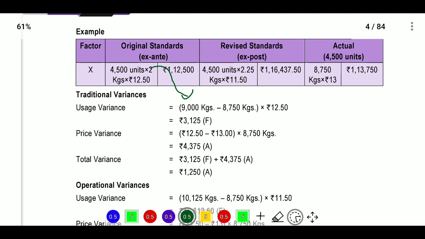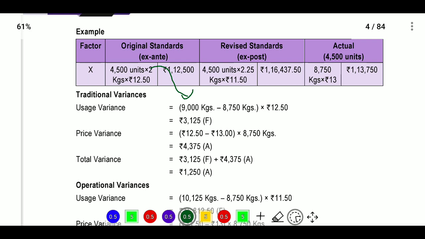That is 1,12,500. Next, the revised standard. What was revised? They revised that the cost may increase, so that amount will go to 2.25. Firstly they planned for 2 rupees, and due to some factor they are now considering that the cost may increase to 2.25, and the quantity will be the same.